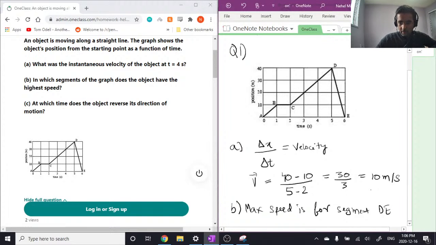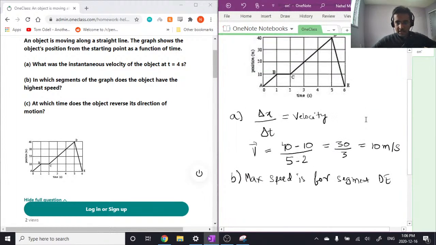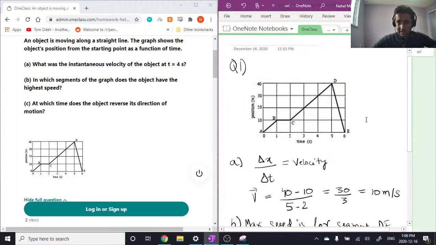Okay. All right. And the final question is, at what time does the object reverse its direction of motion? So again, this is another question which we can straight away answer by looking at the graph. So reversal of position means that the object was going in one direction and now it has changed its direction.